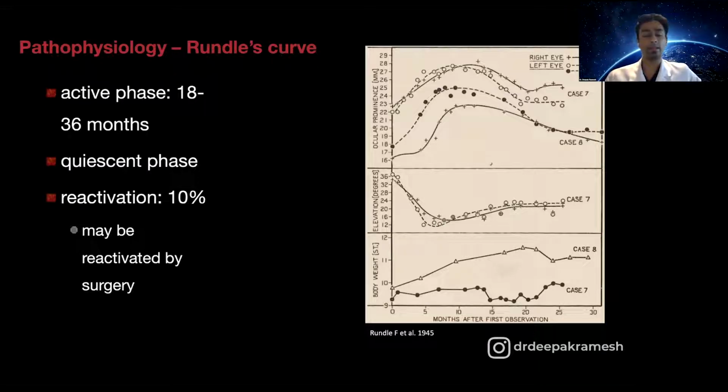And then a small number of patients do tend to reactivate after they go through this Rundle curve, about 5 to 10%. And usually these patients tend to be older and they tend to be male. Reactivations can be caused by surgery, either orbital surgery or thyroid surgery, or prolonged bouts of uncontrolled thyroid hormone.